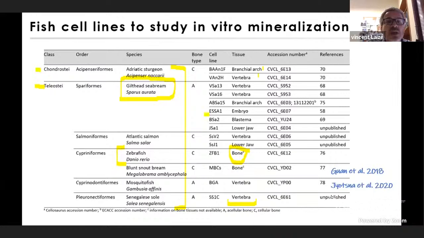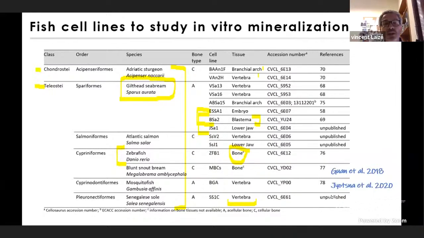Maybe I should also make a particular mention of these two cell lines that were developed from sea bream. They were not developed from skeletal structure. They were not developed from vertebra, branchial arch, or from the jaw. They were developed from either the blastula stage embryo, and they were like embryonic stem cells, or from the regenerating fin, from the blastema, which is a tissue which is not pluripotent like the embryonic stem cells, but it has some multipotency, okay?